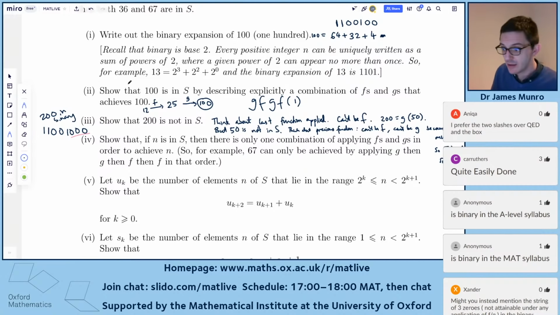Okay, how are we doing? We've thought about part 3. 200 is not in S. We can't make all of the numbers in S, all of the numbers, because we can't make 200. Carol wants to do part 4 with this solution.